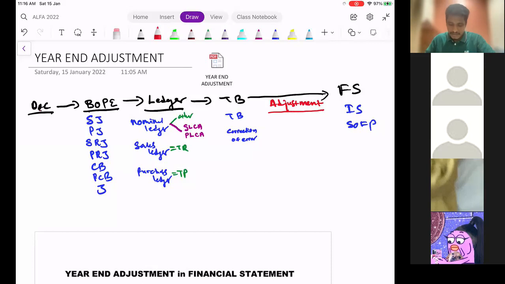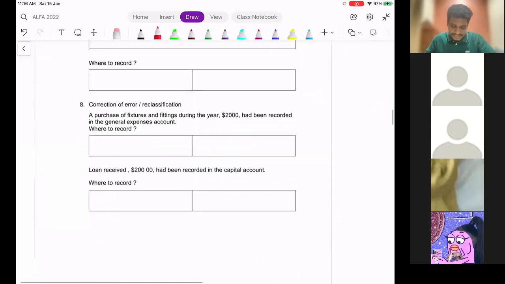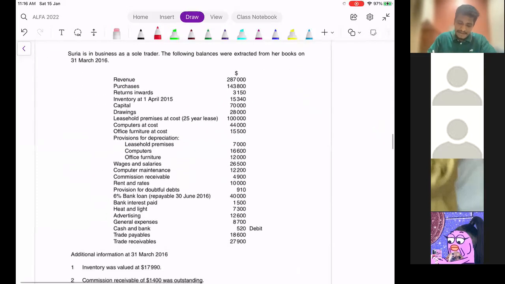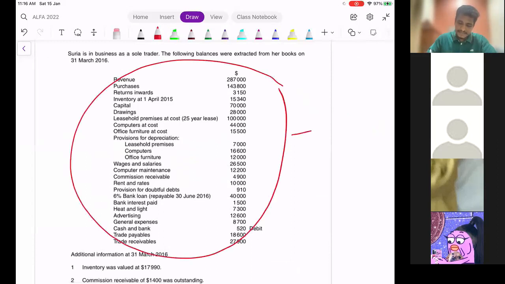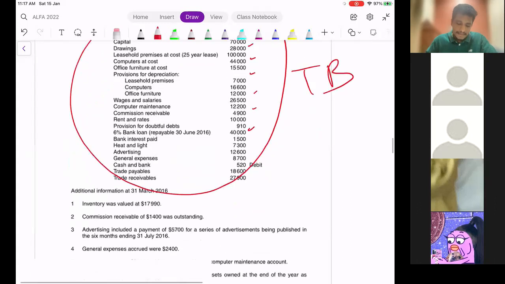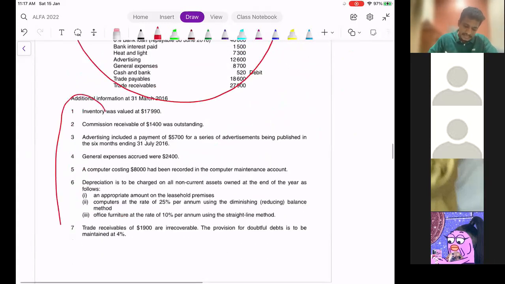You understand or not? So I'll show you the question. The question is here. This is the trial balance. But some, not all, I'm not saying all, some of the figures here are not updated. It's not the right figure. Why? Because we haven't included these adjustments.